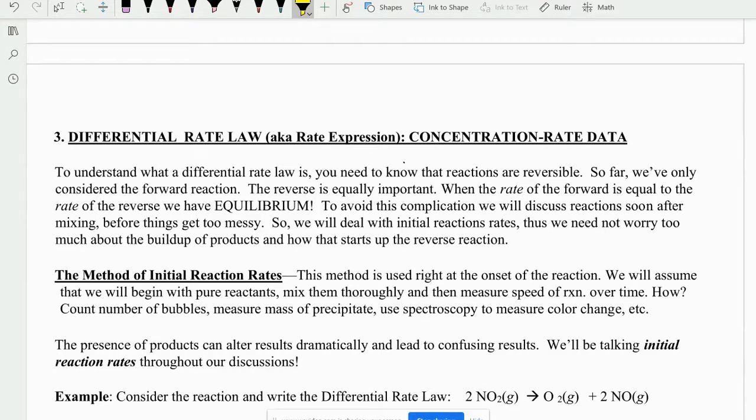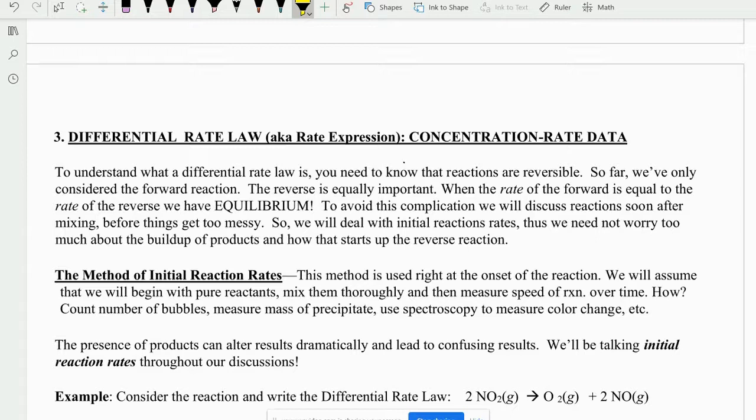This is going to be a rate law that we write, and it's going to express how the rate of a chemical reaction is going to depend on a change in concentration. Now, most of you can probably agree that right at the onset of a chemical reaction, we're starting with 100% of our reactants and 0% of our products.